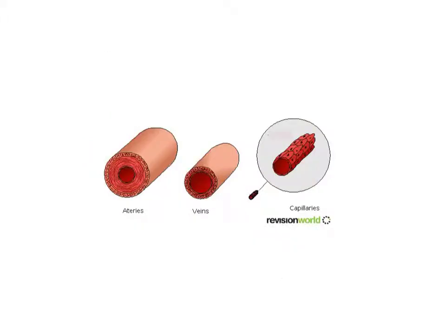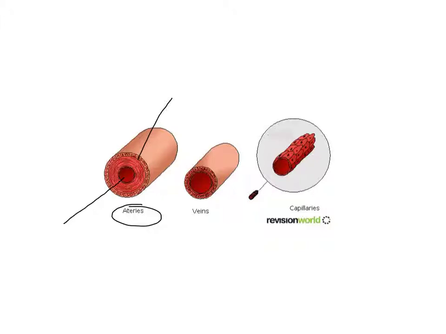Now let's have a look at some of the blood vessels that are found in the body. First, let's have a look at arteries. Arteries carry blood away from the heart. The blood in arteries has to be under very high pressure so it can reach all the parts of the body. Arteries have a strong, thick wall to them, and they also have a small lumen. That's the hole in the middle of the artery where the blood travels through. That small lumen creates a very high pressure.